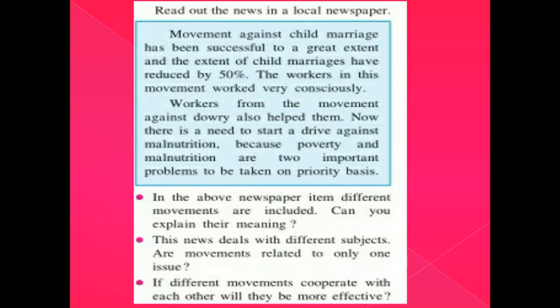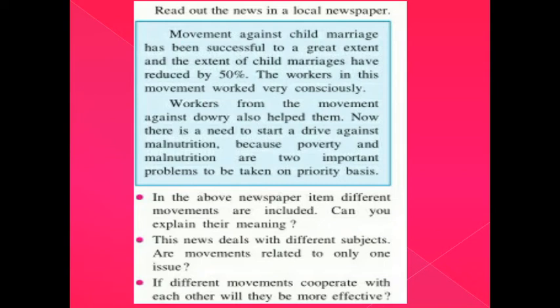Yes, the first movement is about child marriage, and the second movement is about dowry. And this second question: this news deals with different subjects.